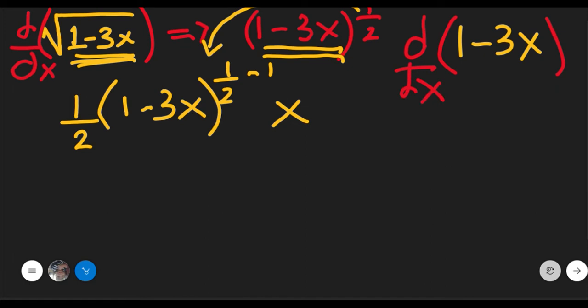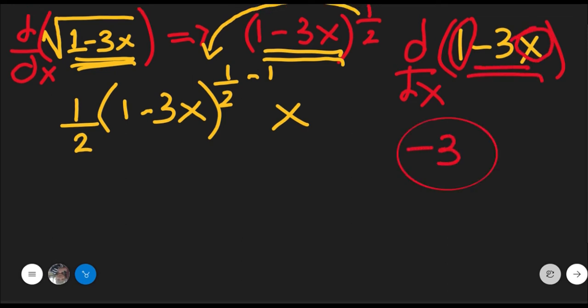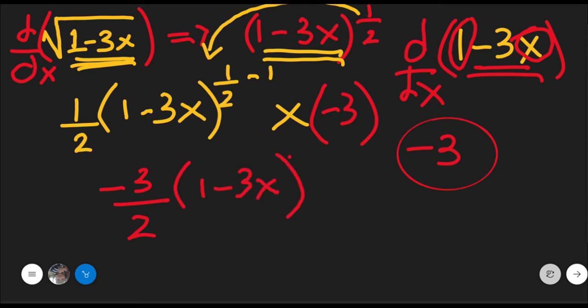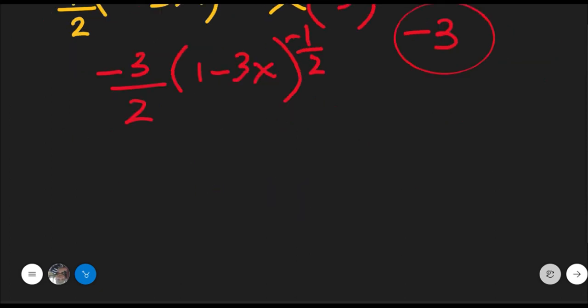The differentiation of 1 minus 3x is, the differentiation of 1 is 0 because the constant does not change, so we are not going to write anything there. And the differentiation of minus 3x will be minus 3, and the differentiation of x to the power 1 is 1, so we are going to get a minus 3 there. So we are going to multiply a minus 3 here, and this would become minus 3 over 2 into 1 minus 3x to the power minus half, and this would become minus 3 over 2.